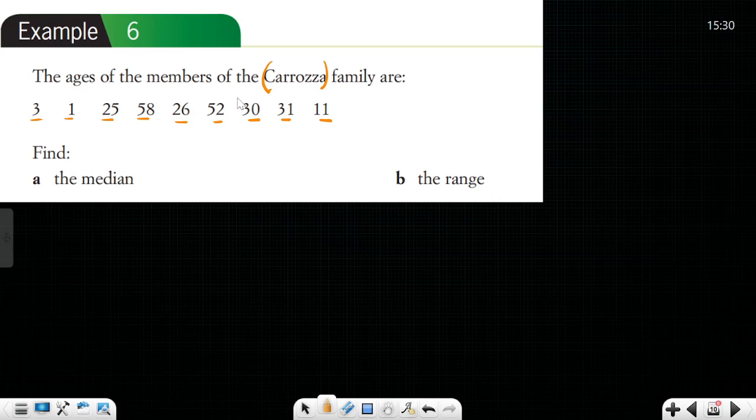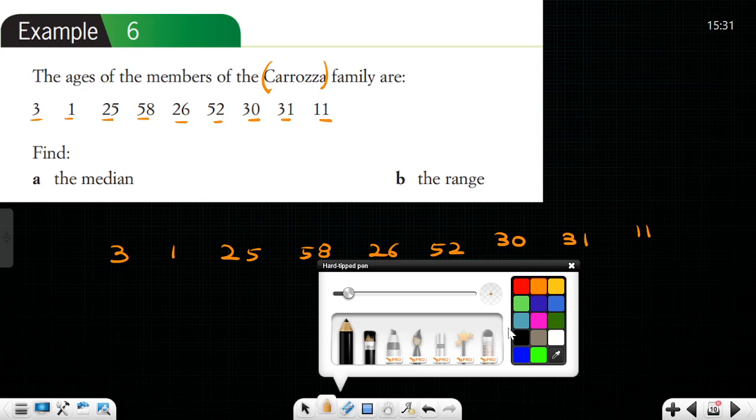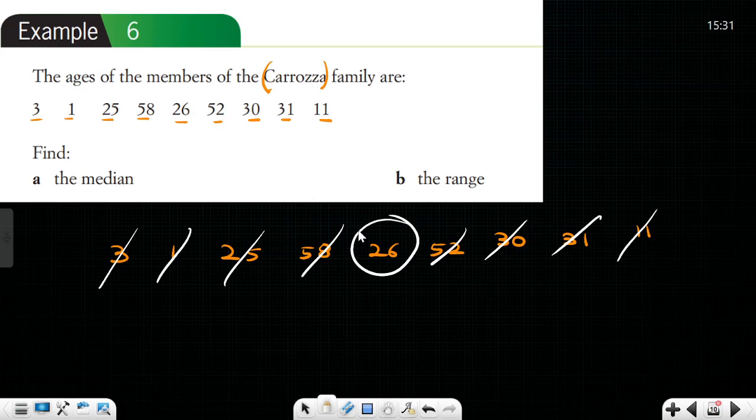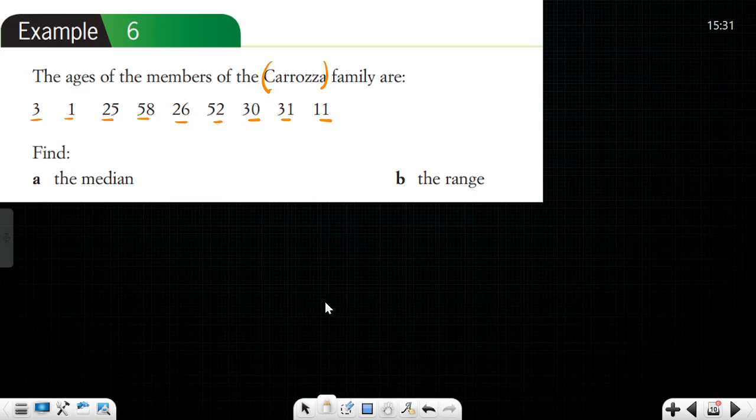So how do you find the median? The data is given as 3, 1, 25, 58, 26, 52, 30, 31, 11. Now you might say, sir, the middlemost is 26, so 26 is the median, right? Don't make that mistake, Akshita. Sometimes in this question the answer may be correct, but we should not find the median in that way.